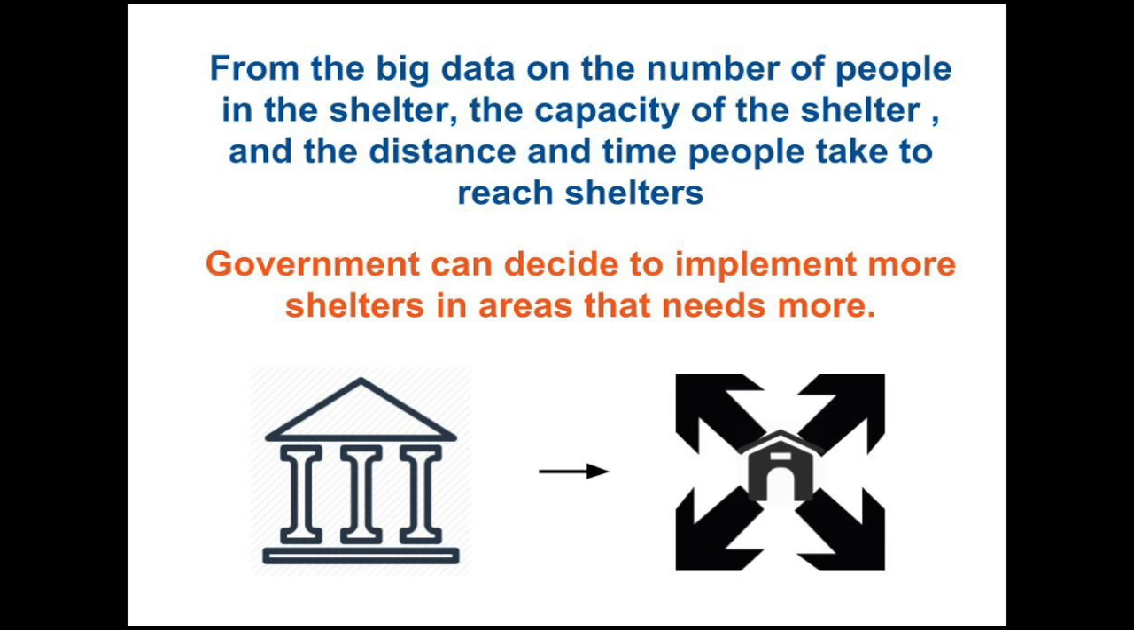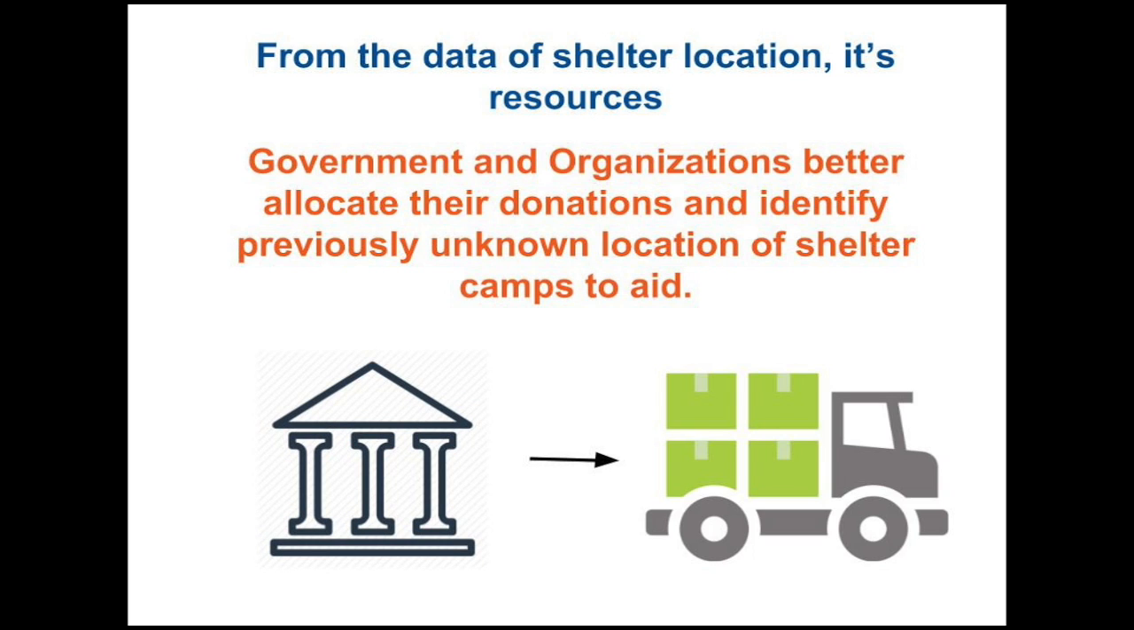And then from the data of the shelter location and its resources, government and organizations can better allocate their donations. They might see that in some areas there are more shelters and in some areas there might be fewer shelters. And as I have mentioned above, we also included the information of the resources in each and every shelter, so government can now see which shelter needs the most aid.